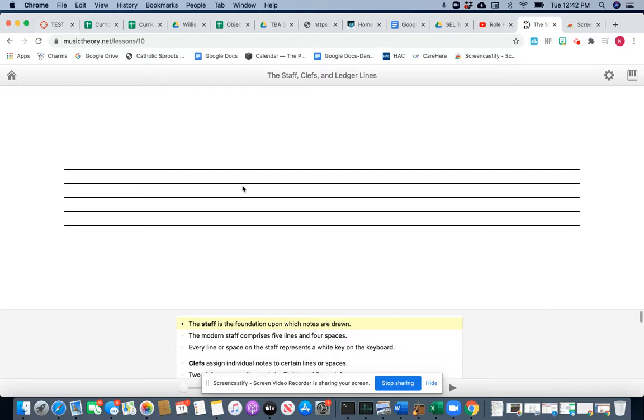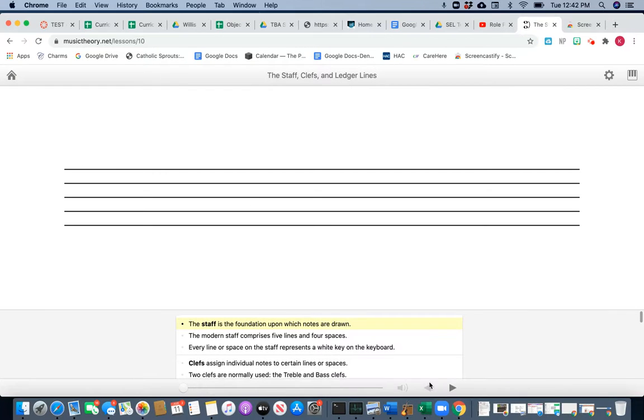Hey Vipers, today we are going to talk about the staff and clefs and ledger lines and all the cool things that are going to get us ready to read music.